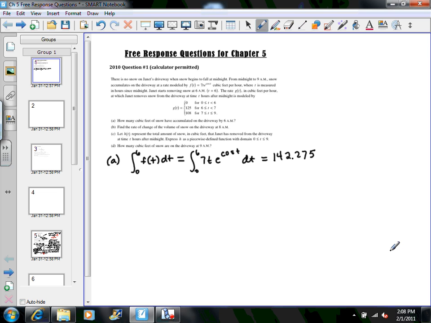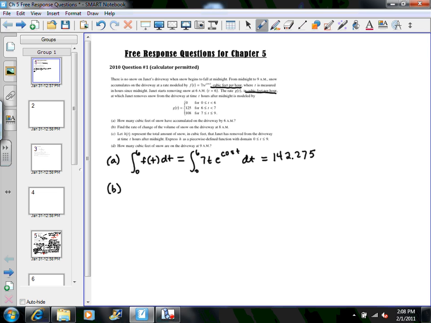All right, part B. Part B says find the rate of change of the volume of snow in the driveway at 8 a.m. All right. So when I hear rate of change, it kind of makes me think of slope. Rate of change is going to be something like cubic feet per hour. So that's what f of t was in. It was in cubic feet per hour, and g of t was also in cubic feet per hour.